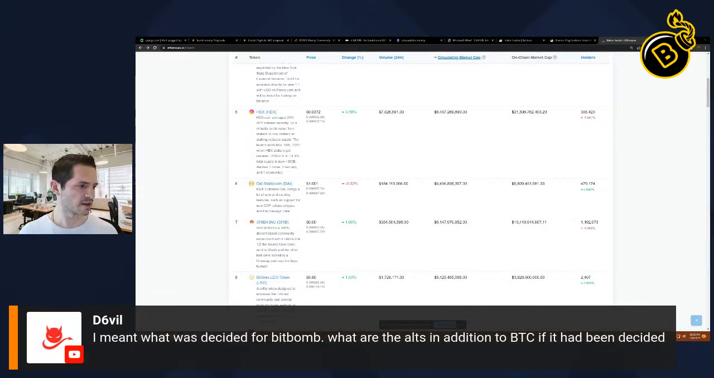I meant what was decided for bitBOMB. What are the alts in addition to BTC? Okay, so yeah, the governance vote basically made it out like it was already predetermined. BTC, Polkadot, Cosmos, which is Atom, and Polkadot's DOT, and then Beefy.